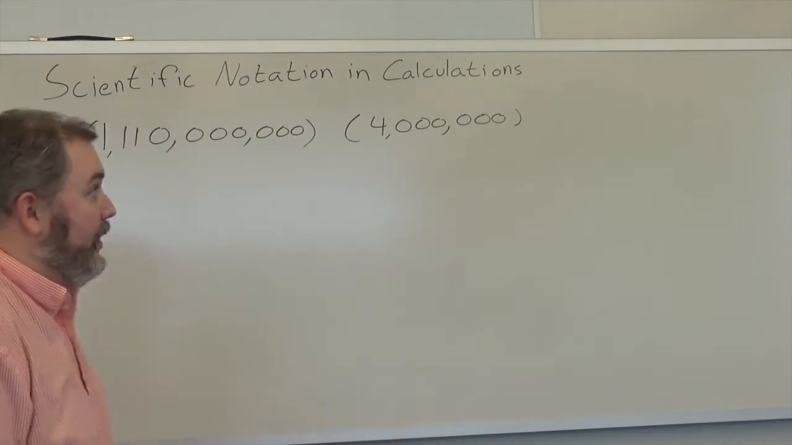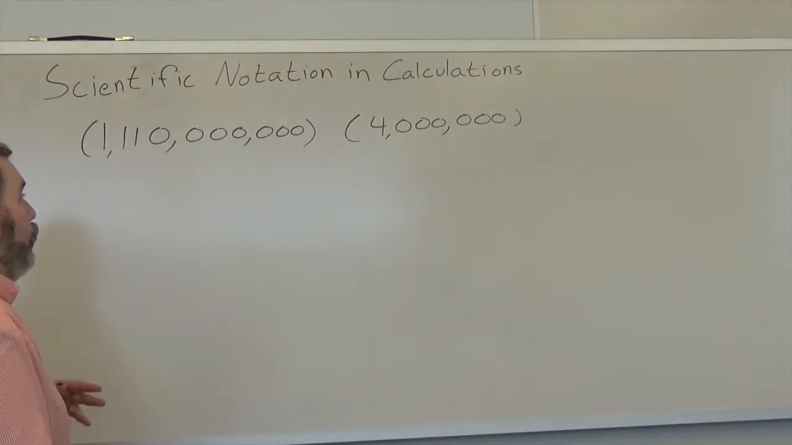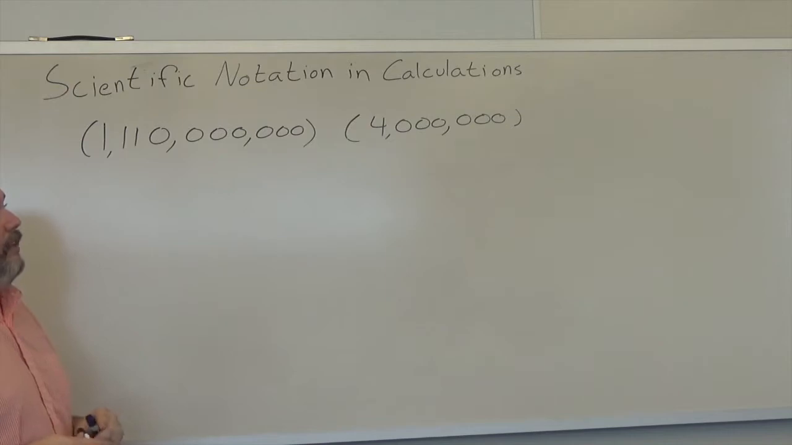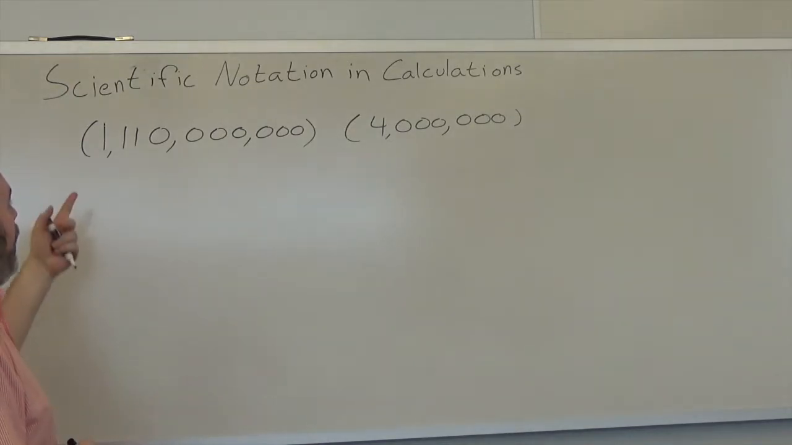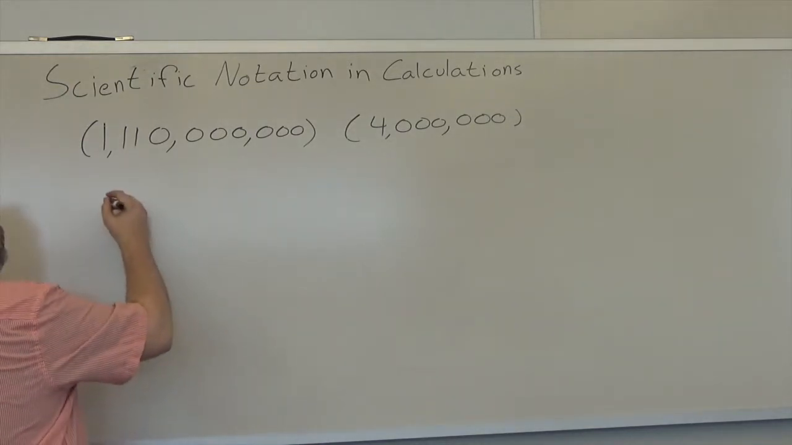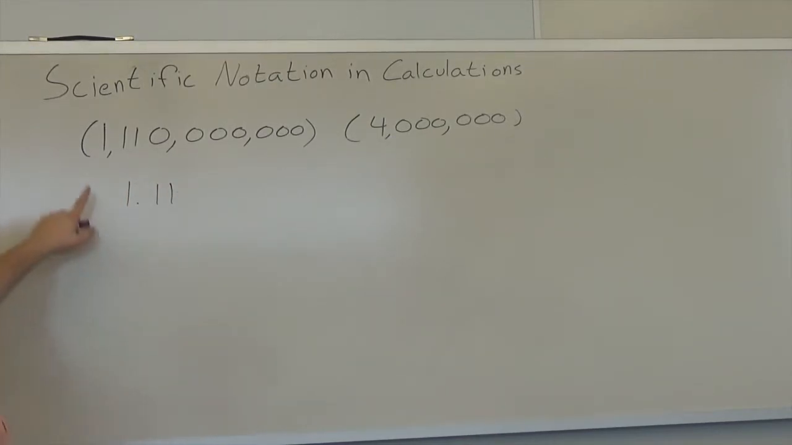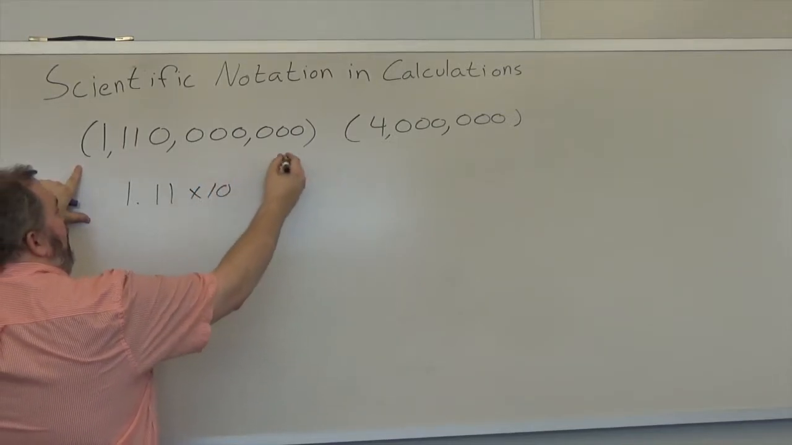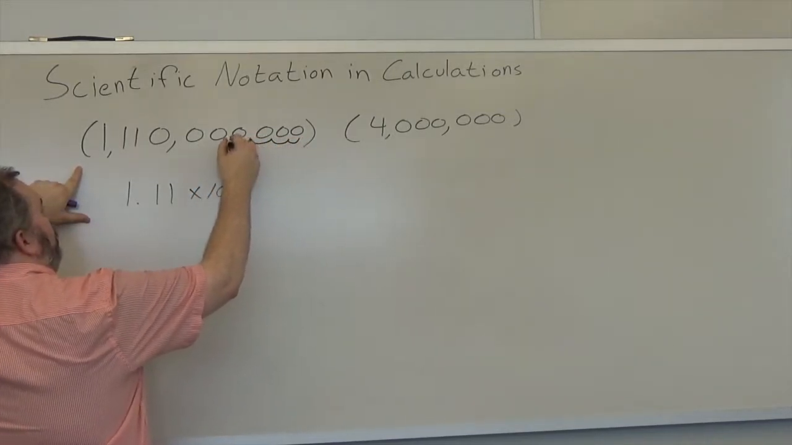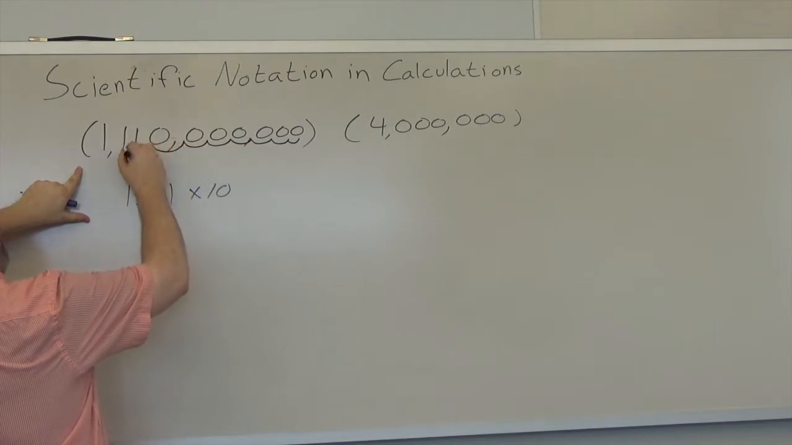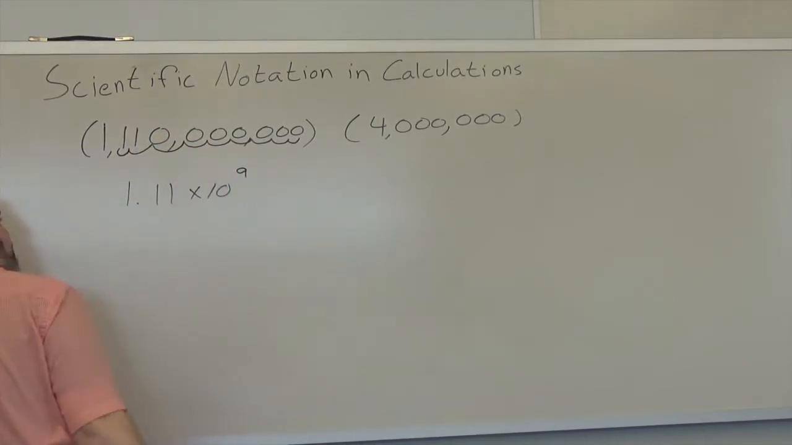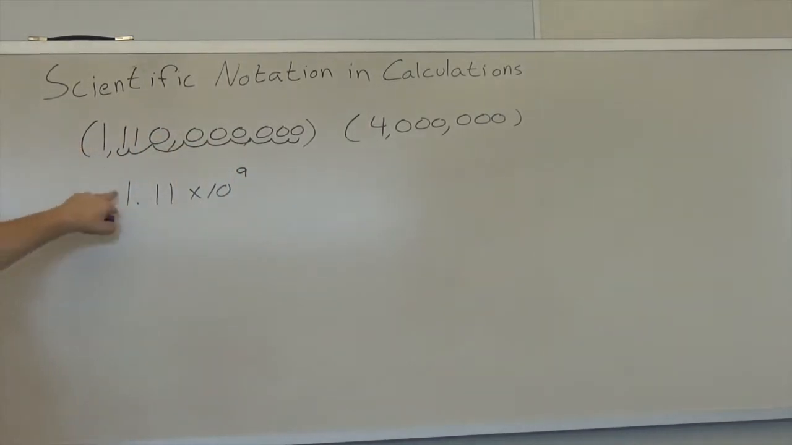All right, so the first thing we need to look at is this first number. Let's write this in scientific notation. I know that based upon my rules, I'm going to have 1.11, and I need to find out how many times I moved my decimal place. I moved it 1, 2, 3, 4, 5, 6, 7, 8, 9. I moved it 9 times. So this number written in scientific notation is 1.11 times 10 to the 9th.